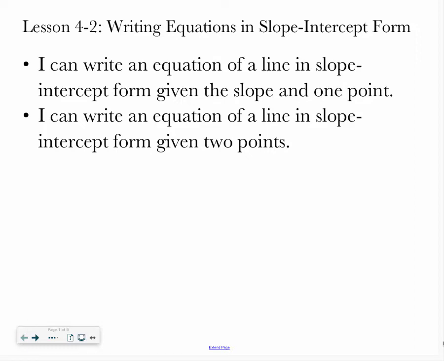Hello class, welcome to lesson 4.2, which is all about writing equations in slope-intercept form. By the end of this lesson, you should be able to write an equation of a line in slope-intercept form given the slope and 1 point. And you should also be able to write an equation of a line in slope-intercept form given 2 points.